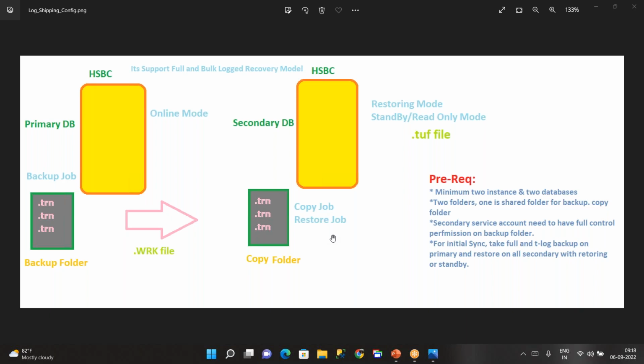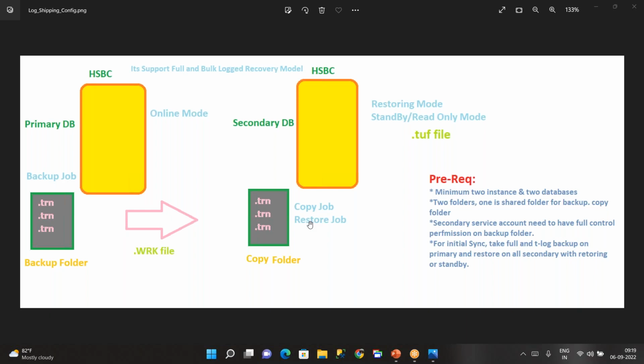Okay? Not okay, sir? Online people, what is happening, sir? The copy job will copy the transaction log backup which is taken by the backup job to the secondary server. Clear? Not clear? Yes, understood. Then what is the restore job, sir? The restore job will restore the transaction log backups in sequence order. That's it, sir. Done.